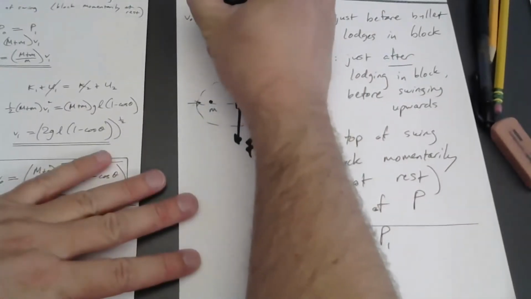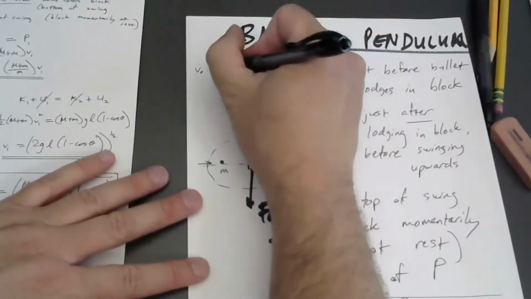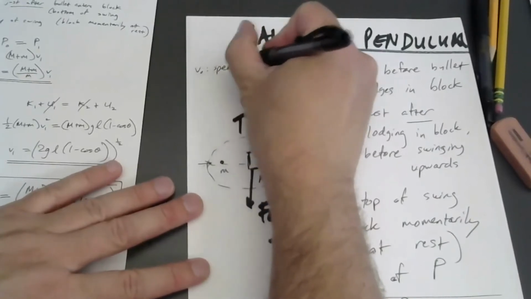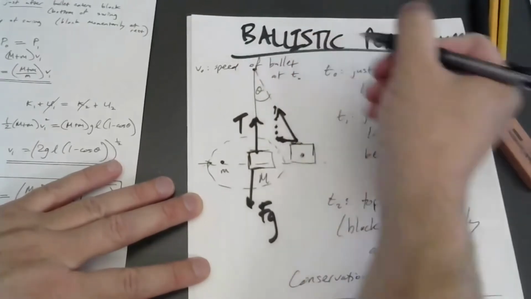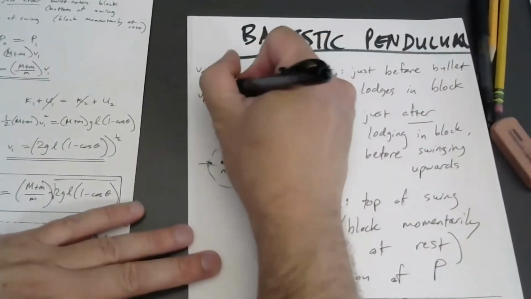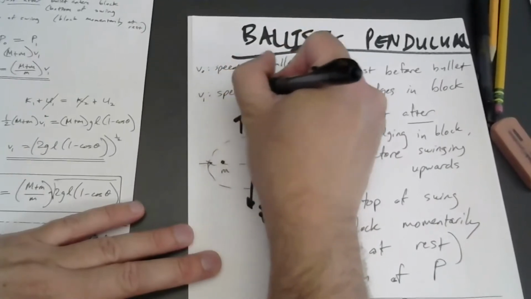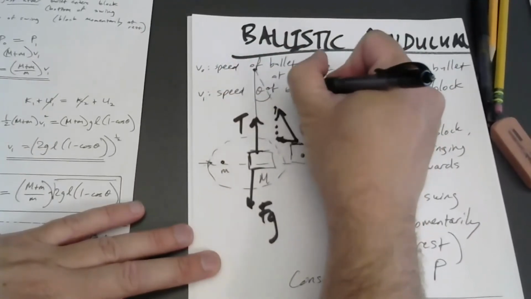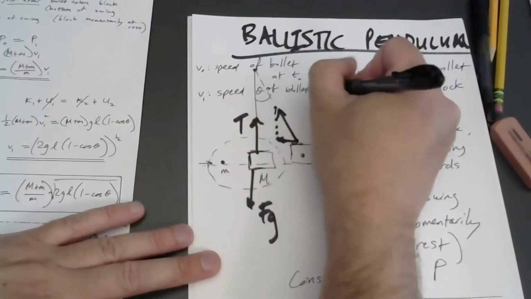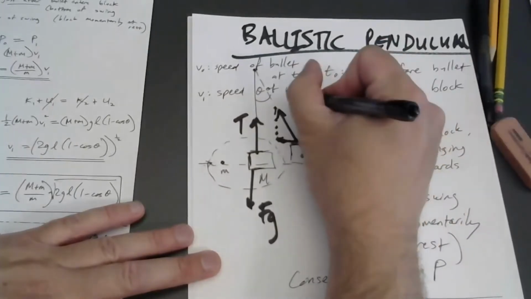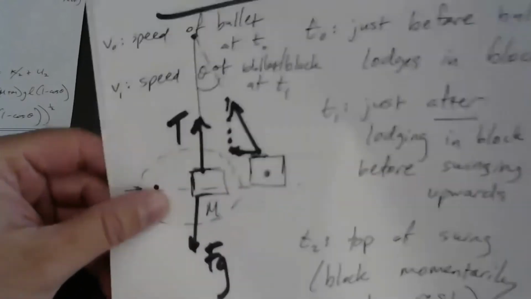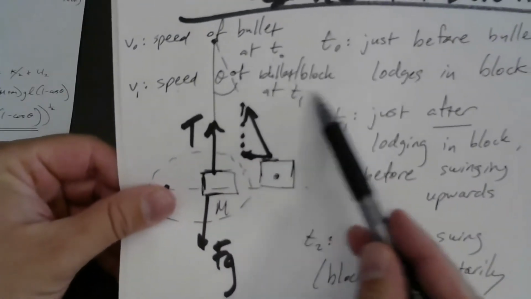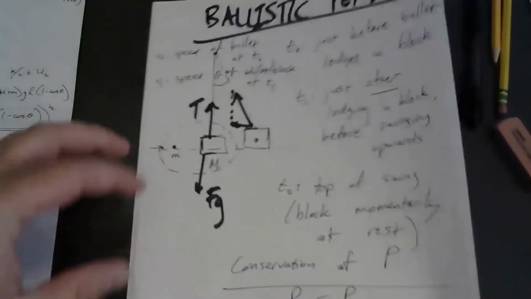So V0 will be the speed of the bullet at time t0, just before it strikes the block. And then V1 will be the speed of the bullet and the block together. Remember, they move together at T1, which is right after they have finished colliding. And I know that that's a little tough to read there. That says speed of the bullet and the block at T1. Okay, these are just speeds.